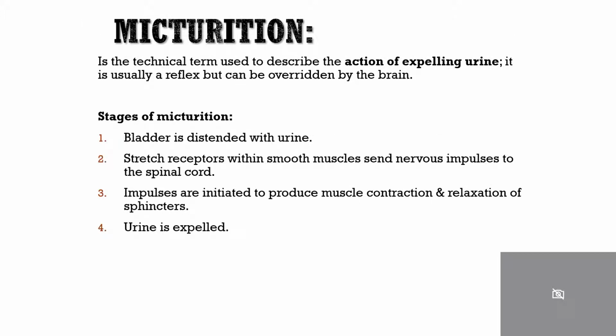Micturition is the technical term used to describe the action of expelling urine, usually a reflex but can be overridden by the brain. There are stages. The bladder becomes distended with urine. The stretch receptors within smooth muscles in the bladder send nervous impulses to the spinal cord. The impulses are initiated to produce muscle contraction and relaxation of sphincters. The urine is expelled.